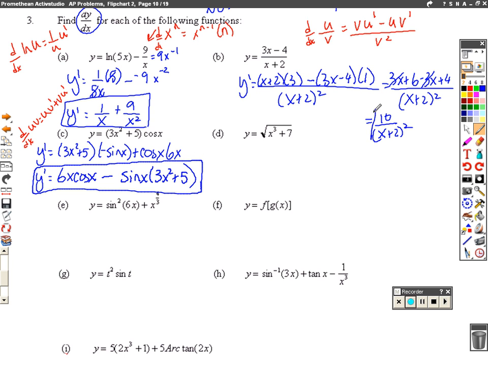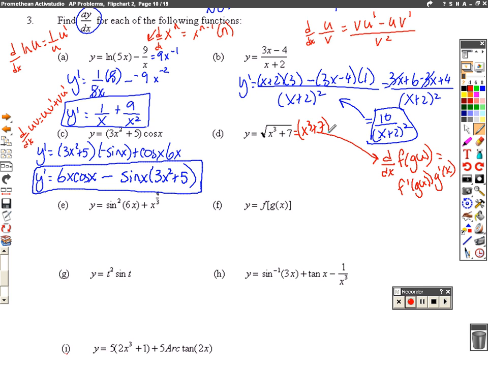That's the answer. All right, this one is looking at a chain rule. If you are trying to take d dx of a function within a function, you take the derivative of the outside, keep the inside the same, times the derivative of the inside. Here we've got x cubed plus 7 to the 1/2 power. The 1/2 power is the outside function.